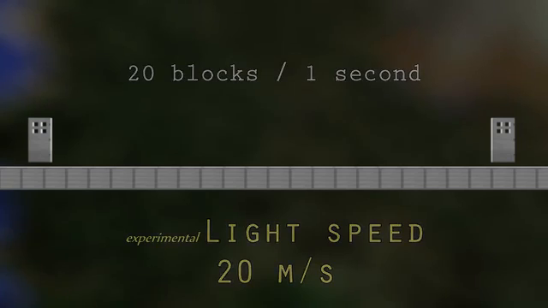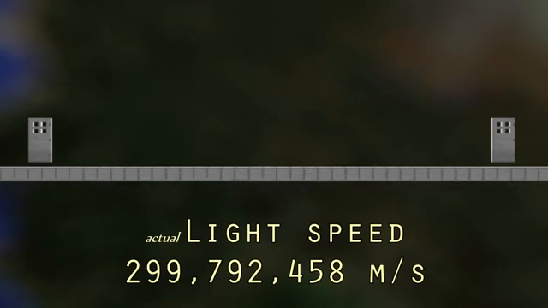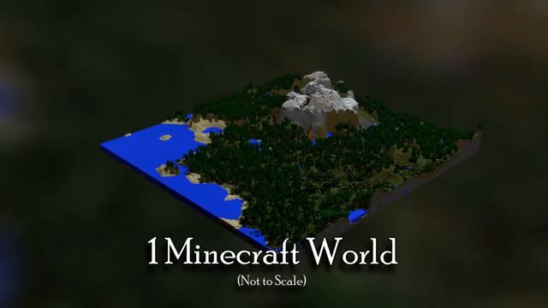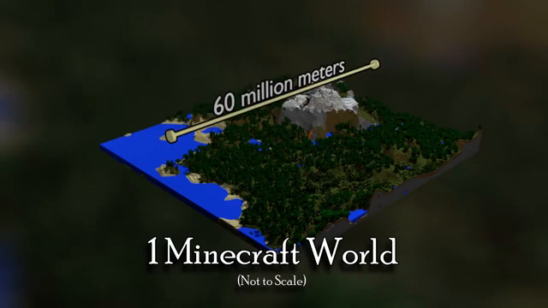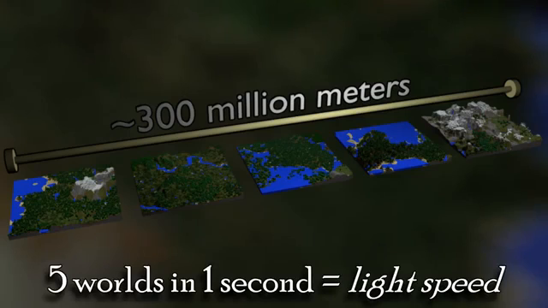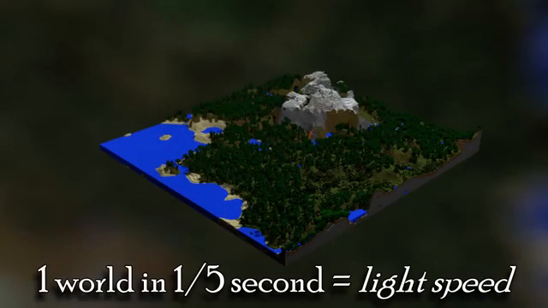In order to get up to actual light speed in Minecraft, each door would need to be 299,792,458 blocks apart, and we would need to go between them in the same amount of time, 1 second. Unfortunately, the maximum distance between 2 points along a straight line of blocks in a Minecraft world is 60 million meters. You can't go any further than that, you run into an invisible wall. So at 60 million meters, you would need to travel across 5 entire Minecraft worlds in 1 second in order to go the speed of light. We can't do that, but we can travel across one Minecraft world in 1/5 of a second.